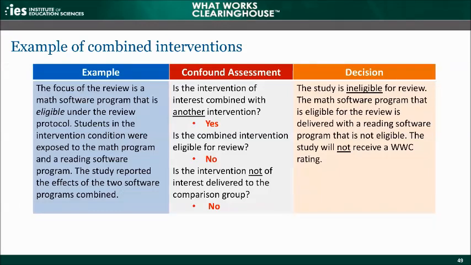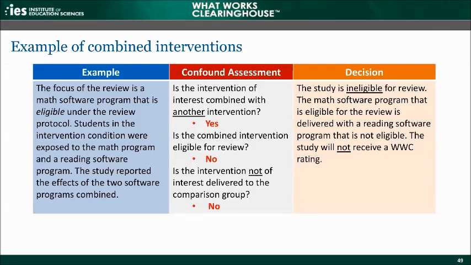Notice here, in this example, the focus of the review is a math software program that is eligible under the review protocol. Students in the intervention condition were exposed to the math program and a reading software program. So there's been the bundling, or combining, of those two interventions. The study reported the effects of the two software programs combined. When we conduct the confound assessment, we ask, is the intervention of interest combined with another intervention? The answer is yes.